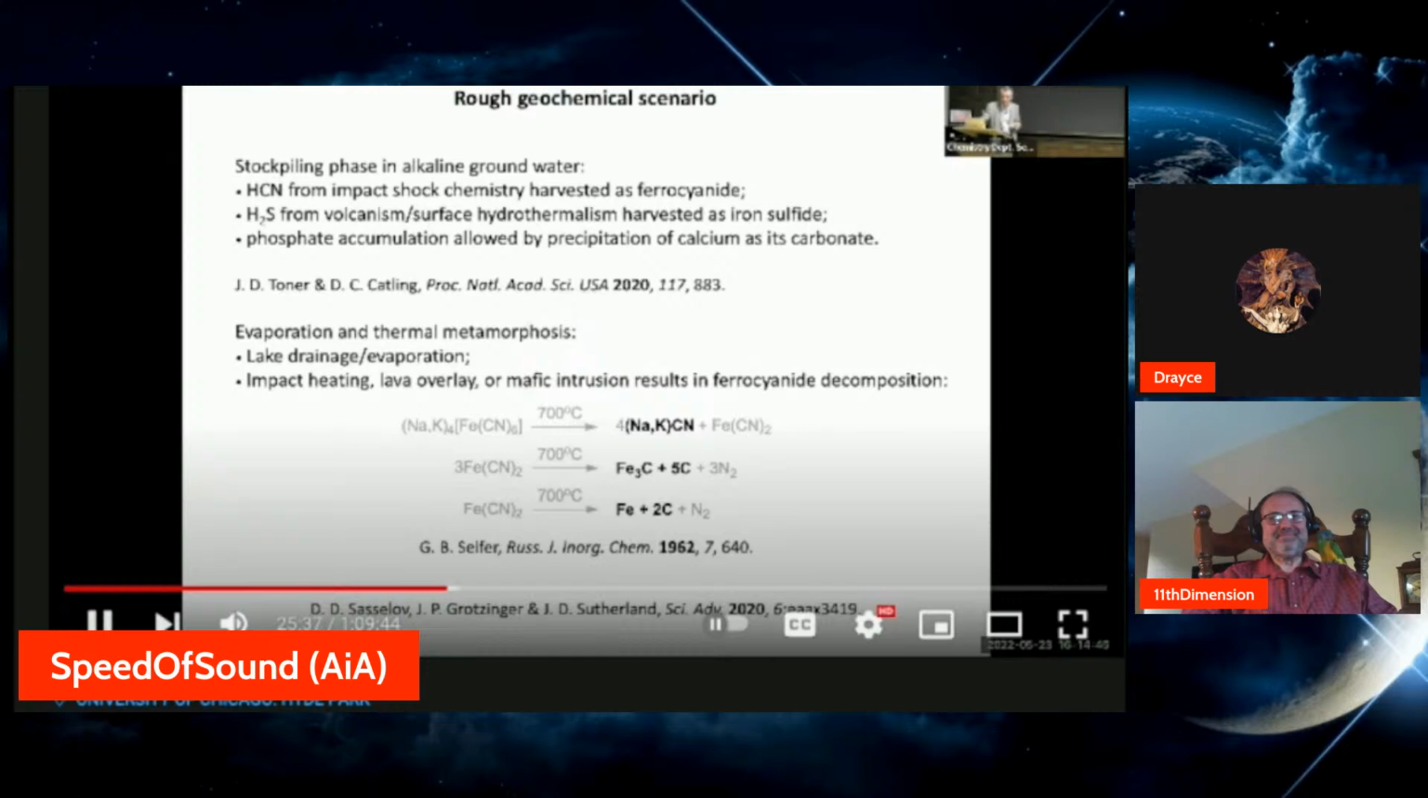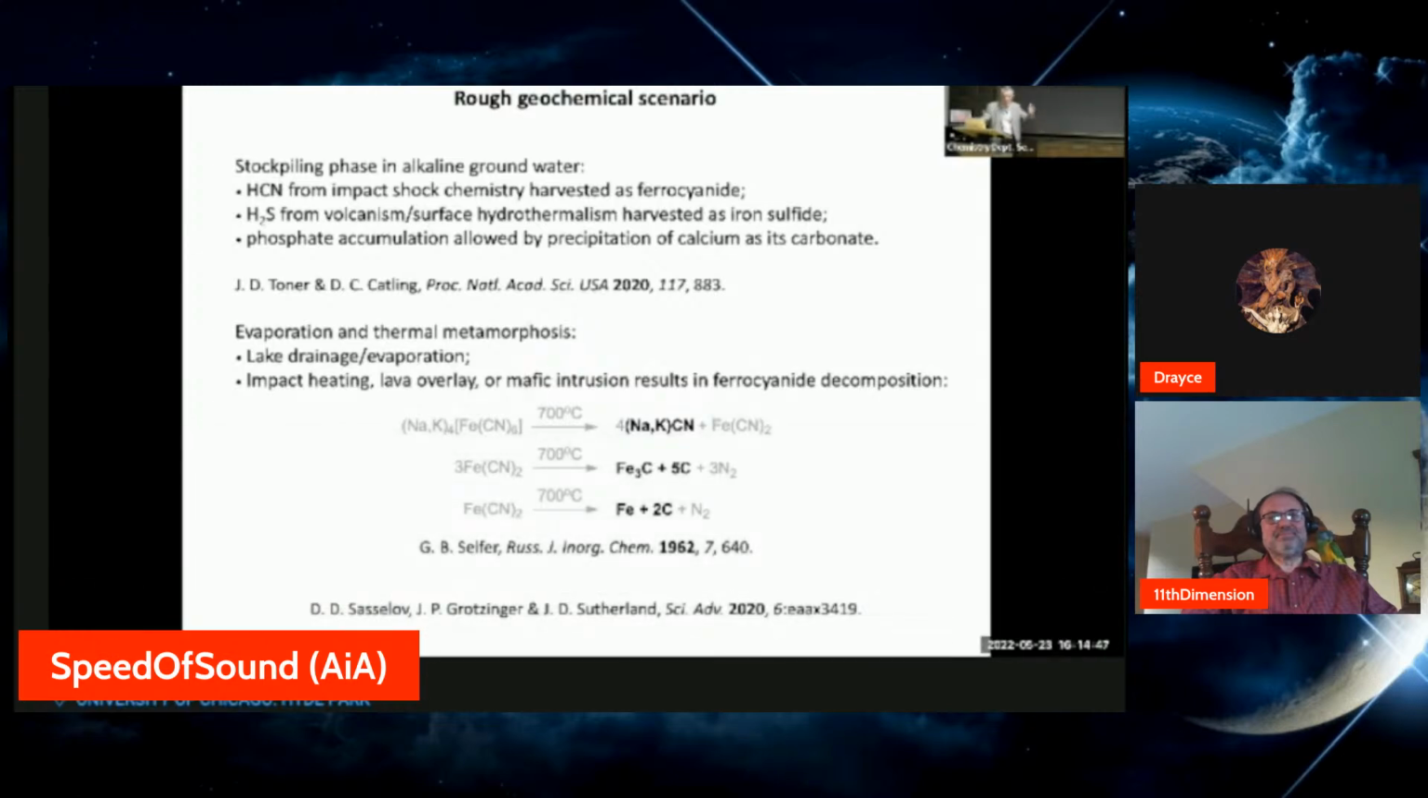Geochemically possible, either by mafic intrusion or meteorite impact or whatever. So you simply heat ferrocyanide and you get cyanide back in the dry state. And then if you dissolve it in water, depending on how much water you add, you can get any concentration of cyanide you want in quantity on an early planet.